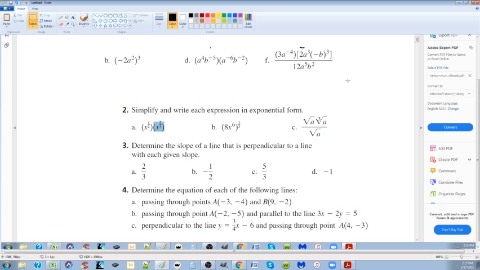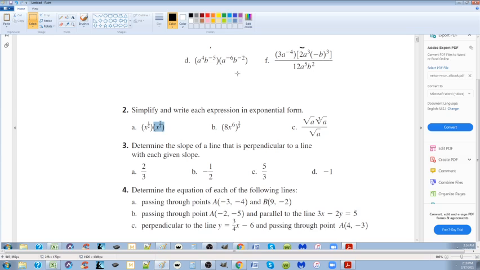Same thing over and over again. So don't forget that this minus 2 is also to the power 3. Minus 2 times itself 3 times becomes minus 8. And then the exponent here times the exponent becomes a to the 6. So it's minus 8a to the 6. That's all it is.